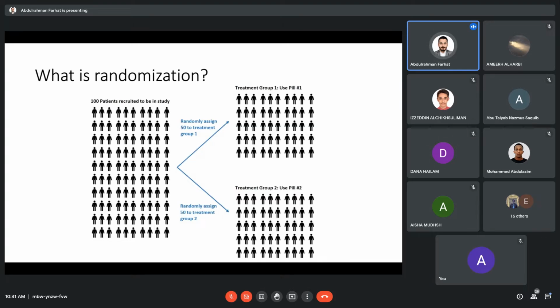So you have 100 patients recruited in your study. You're going to conduct the study in 100 patients. So you randomly assign them into two groups. That's what randomization is.